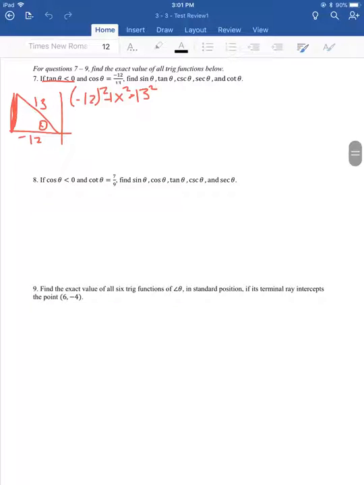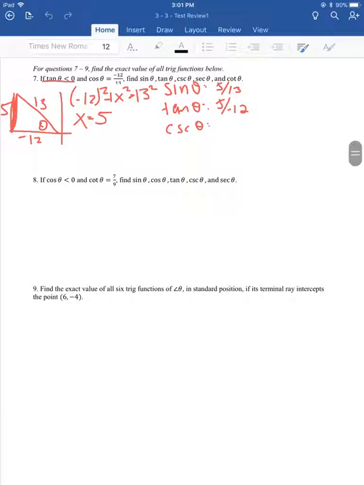I'm not going to go through and solve that. You should be able to get x equals 5, right? x squared equals 25, so you get x equals 5. So this here is 5, and because we are going up, it's going to be positive. So then we can find everything. So sine of theta, this is nice because there's no radical. Sine of theta is opposite over hypotenuse, so that's 5 over 13. Tangent of theta, opposite over adjacent. Opposite is 5 over negative 12.